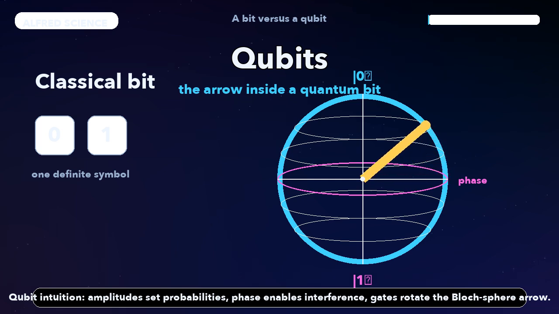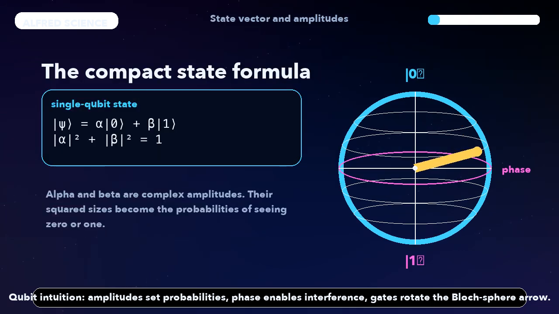A classical bit is simple, 0 or 1. A qubit is also measured as 0 or 1, but before measurement it carries a richer object, a quantum state. The compact formula is psi equals alpha times 0 plus beta times 1. Alpha and beta are complex amplitudes.